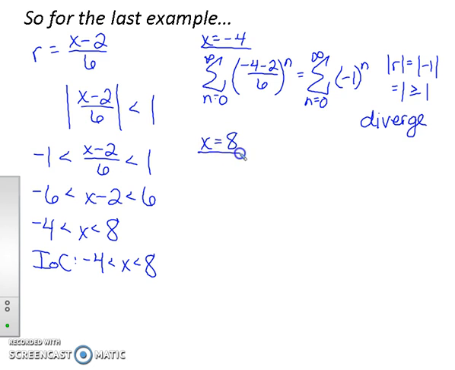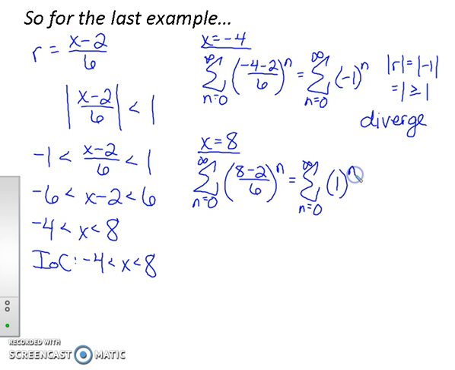And then if we do the same thing with 8, we have the sum from n equals 0 to infinity of 8 minus 2 over 6 to the nth power. That's the sum from n equals 0 to infinity of 1 to the n. Again, that r value is equal to 1. It's not less than 1. So this guy would also diverge. So our overall interval of convergence is from -4 to 8.